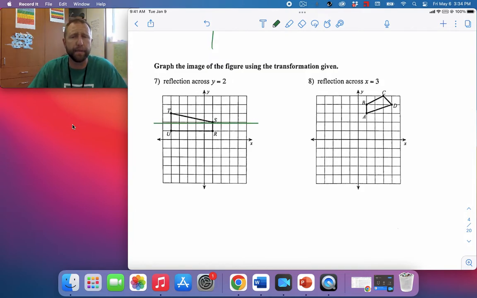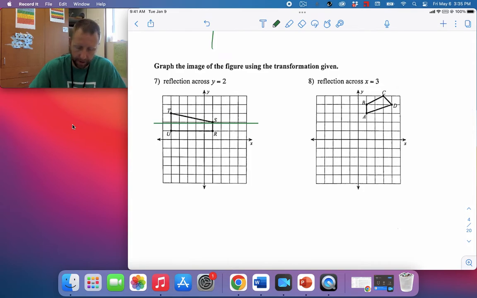So I draw my line of reflection there, and then to draw the image, because this is the pre-image, I need to count how far away each point is from that line of reflection and make sure it's that same distance but on the other side of the line of reflection.